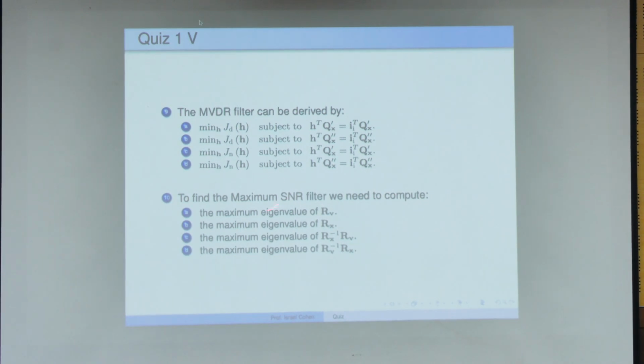To find the maximum SNR filter, we need to compute A, B, C, D. The D, the maximum eigenvalue of Rv minus 1 Rx. Okay, correct.